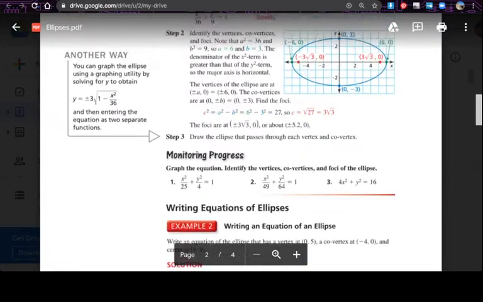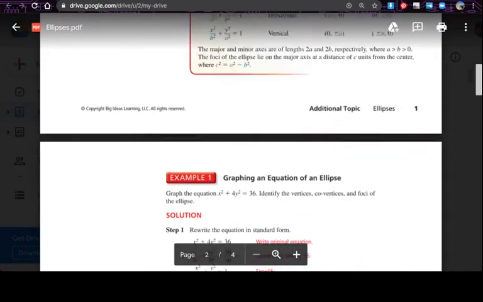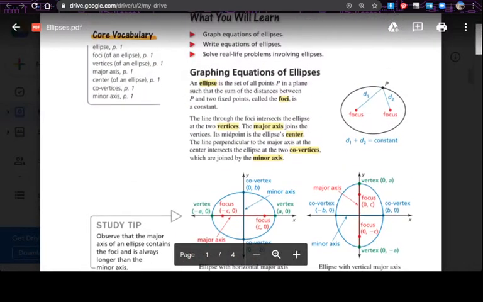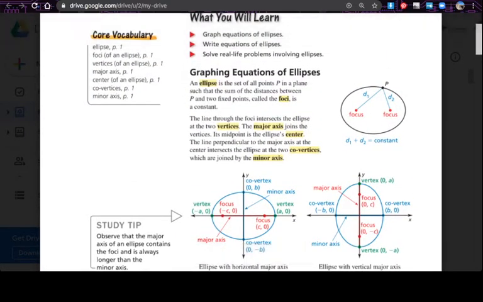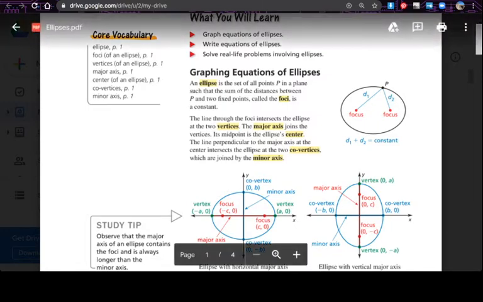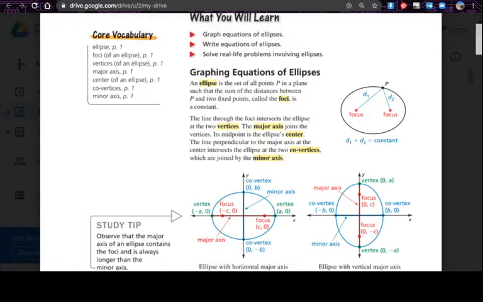And you can see the way they draw this drawing up here, the foci, D1 and D2. The way they say it is that the ellipse is the set of all points P in a plane such that the sum of the distances between P and two fixed points, called the foci, is a constant. That means D1 plus D2, no matter where you are on the ellipse, is always going to be equal to the same thing. It actually turns out to be 2a. Well, that is what gives us the property that makes the pool table work.